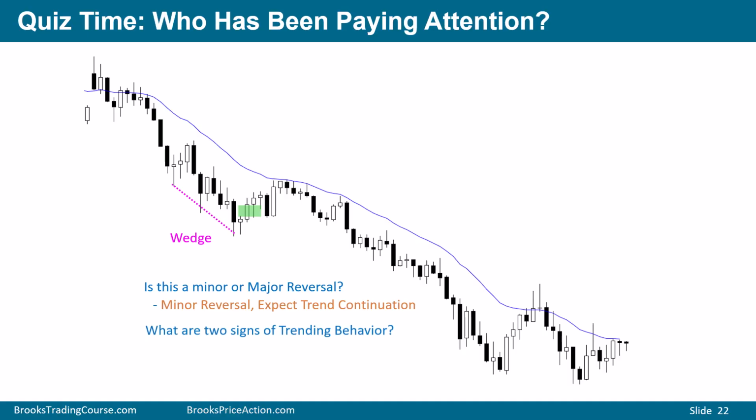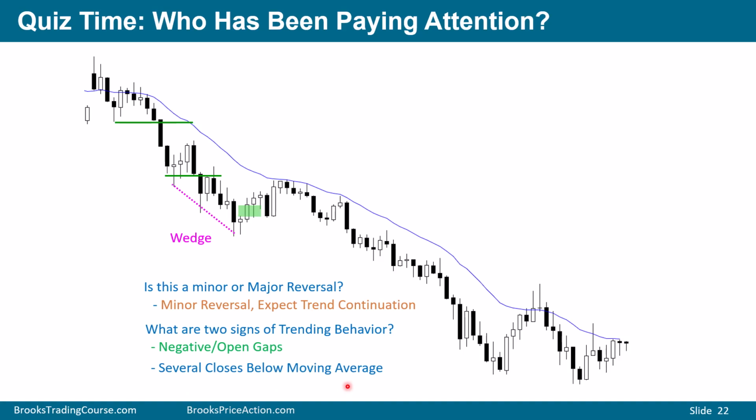Next question. What are 2 signs of trending behavior? Pause the video and ask yourself that question right now. The first one, negative gaps, which I just mentioned a second ago. And the second one, several closes below the moving average.